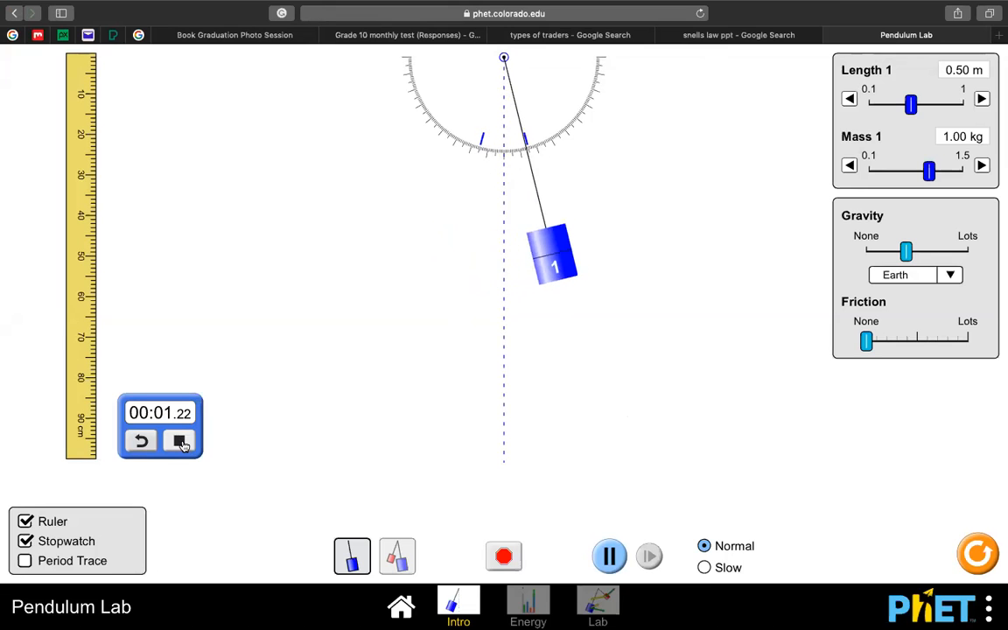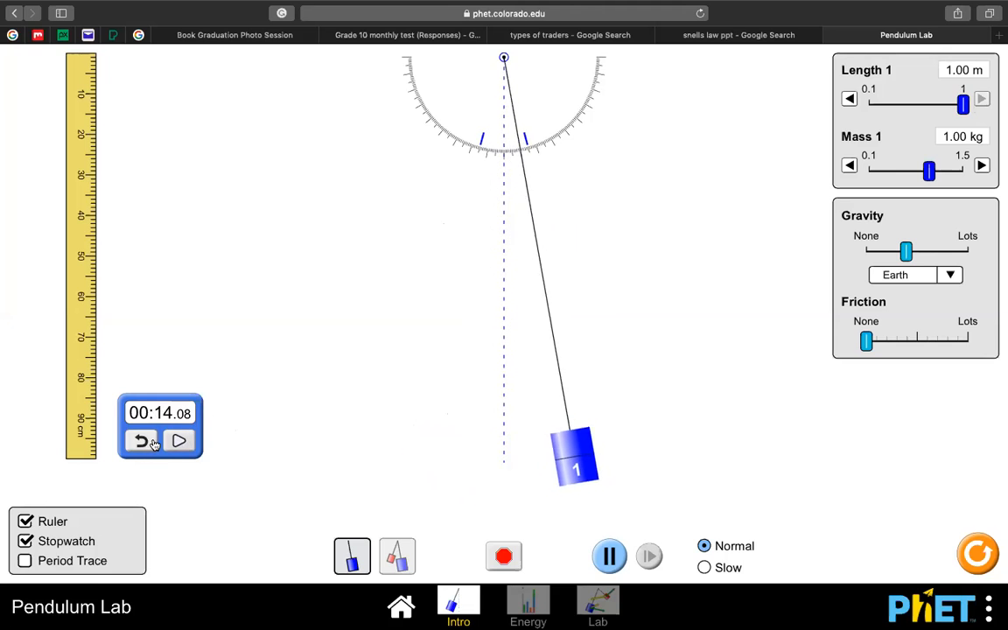So start here. 1, 2, 3, 4, 5, 6, 7, 8, 9, 10. So this is 14 seconds. So 14 seconds to complete 10 oscillations. If we increase the length to 1, let's try that. Whoa. So we realize that it's moving a lot slower, right? Yes, sir. Because of the distance.